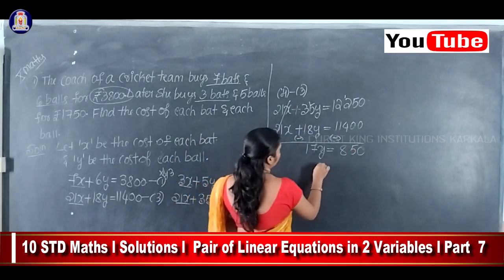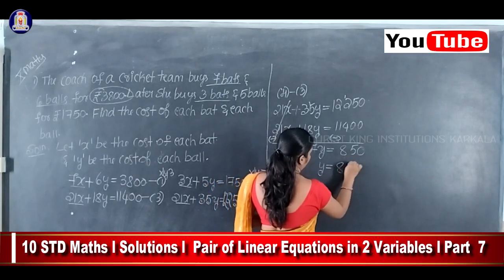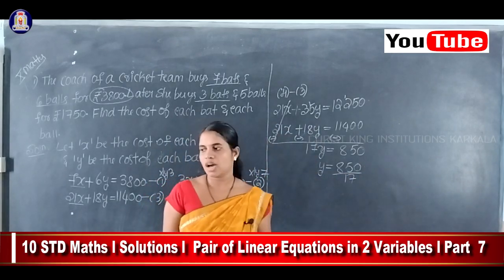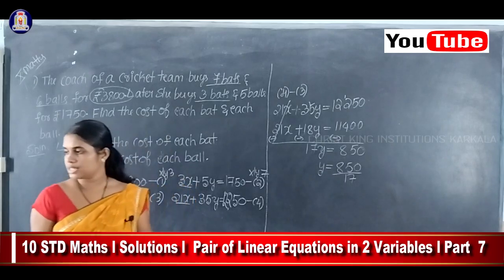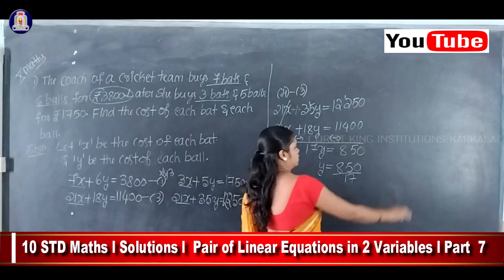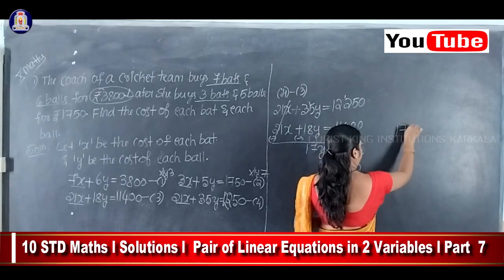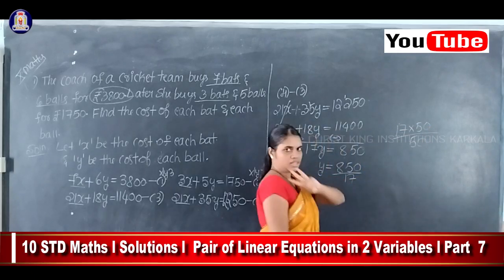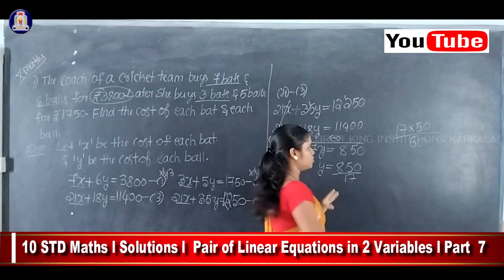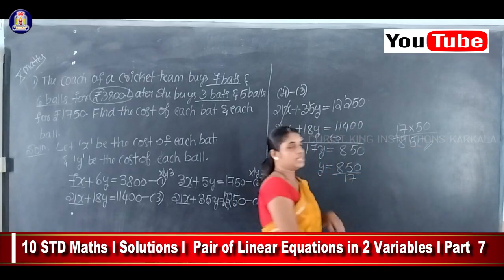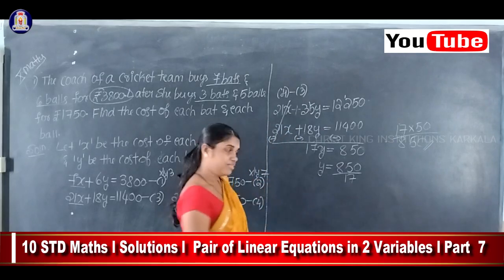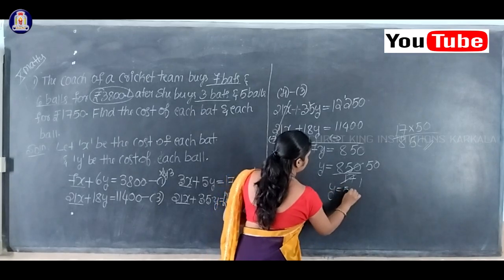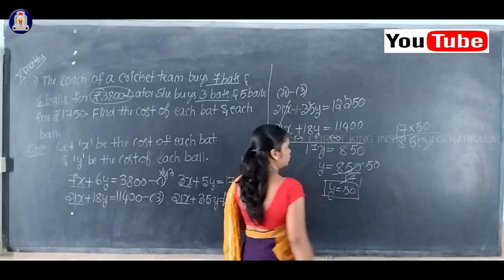Therefore y is equal to 850 by 17. So 17 times how much is 850? Let's check 17 times 50. 0. 7 5s are 35, 3 carrying, 5 ones are 5, 5 plus 3 is 8. Correct? So 17 50s are 850. Therefore what is the value of y? y is equal to 50.